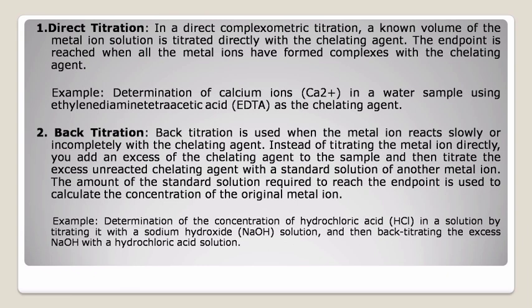Second, back titration. Back titration is used when the metal ion reacts slowly or incompletely with the chelating agent. Instead of titrating the metal ion directly, you add an excess of the chelating agent to the sample and then titrate the excess unreacted chelating agent with a standard solution of another metal ion. The amount of the standard solution required to reach the endpoint is used to calculate the concentration of the original metal ion. Example, determination of the concentration of hydrochloric acid, HCl, in a solution by titrating it with a sodium hydroxide, NaOH, solution, and then back titrating the excess NaOH with a hydrochloric acid solution.